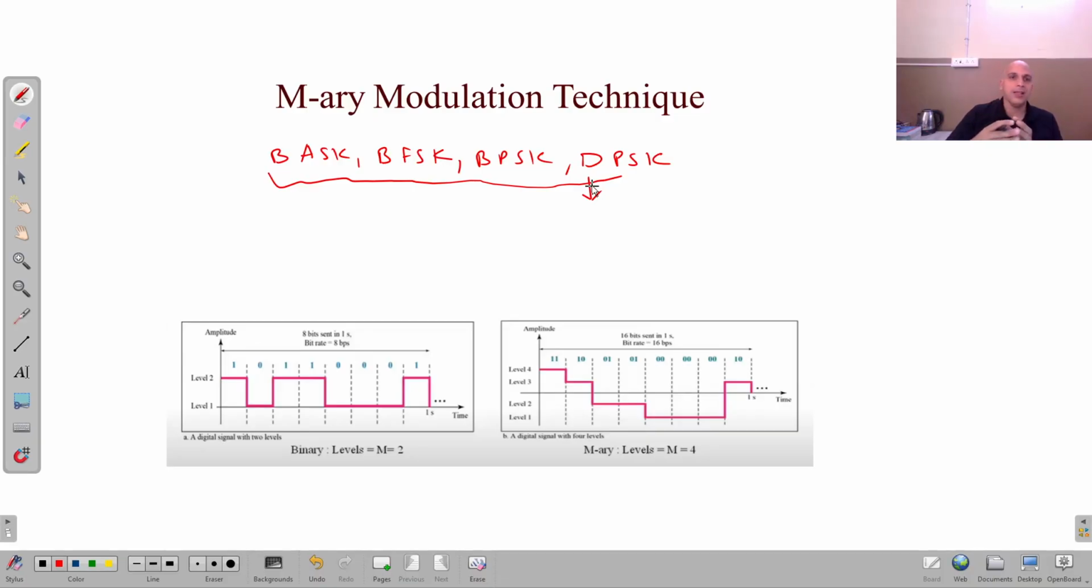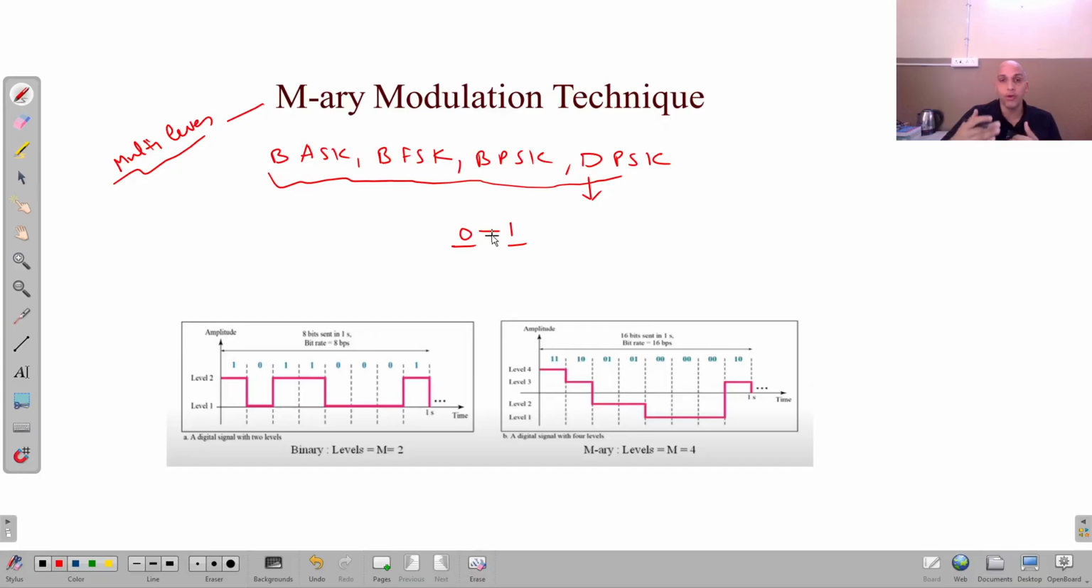So in M-ary modulation technique, M stands for multi-level, right? In M-ary modulation, we are going to use multiple levels of either amplitude, frequency or phase to represent the information. This is the main thing that makes it different from binary shift keying techniques. We know very well that in binary shift keying techniques, whether it is BASK, BFSK, BPSK or DPSK, we were only using two levels for representing the information.